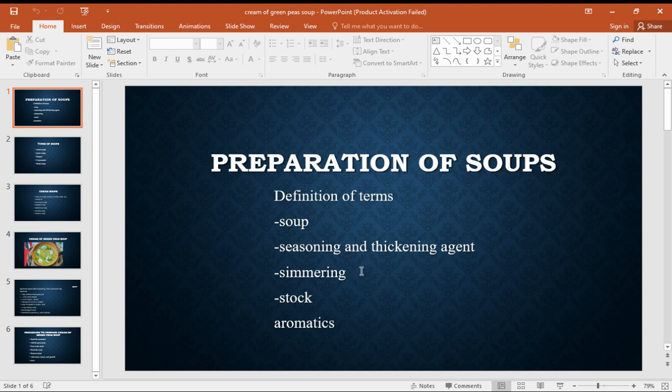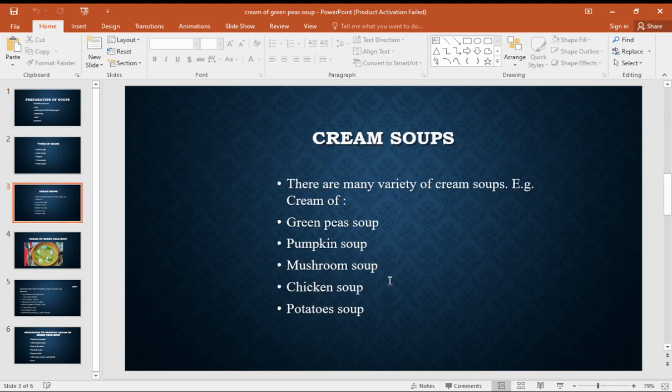We also have another key term which is simmering. Simmering is a food preparation technique by which foods are cooked in hot liquid kept just below the boiling point of water. When we talk about simmering, the food is not boiling, but it is cooking on a low heat. We have stock, which we have just defined. We also have aromatics. Aromatics are the vegetables that are used in preparation of soup. They are the herbs, spices, flavorings, those ones.